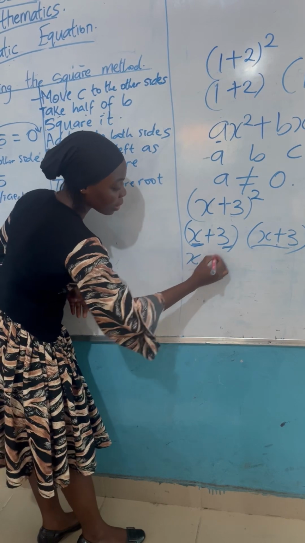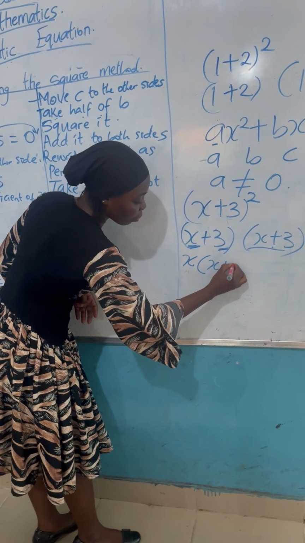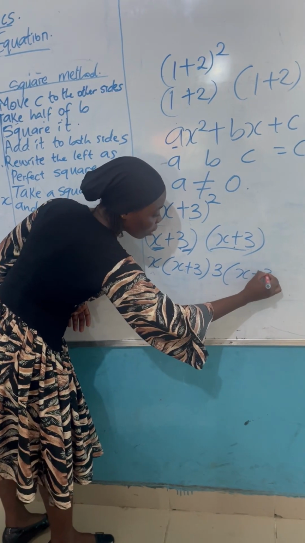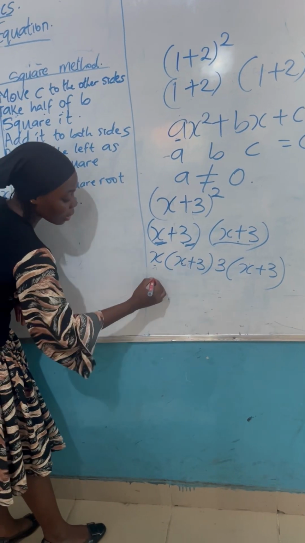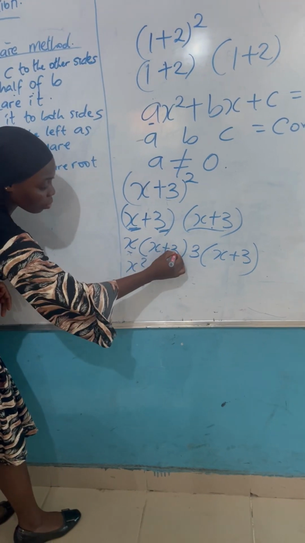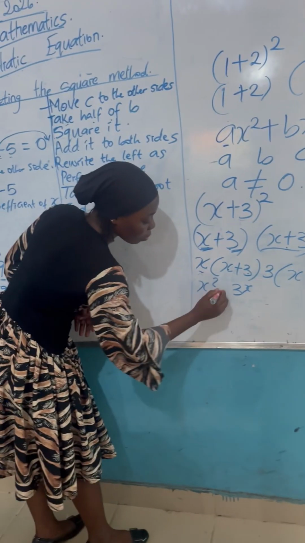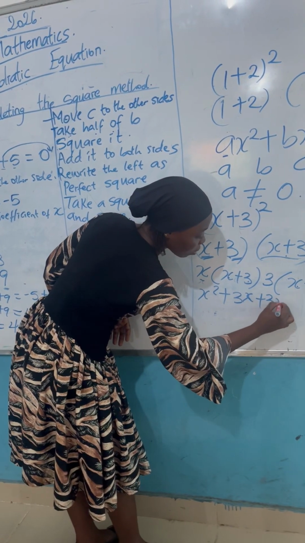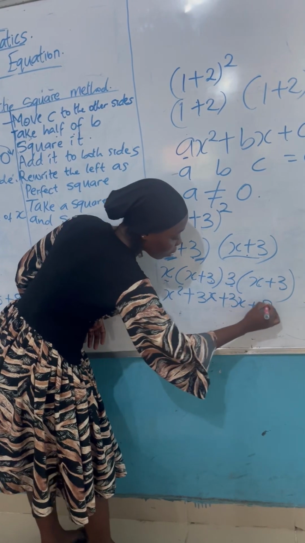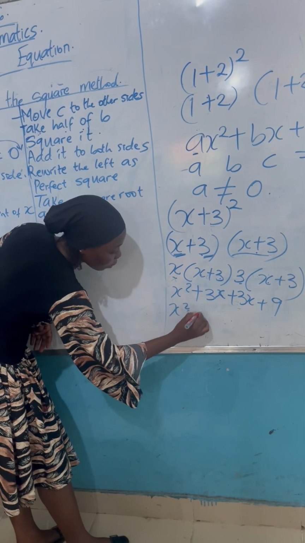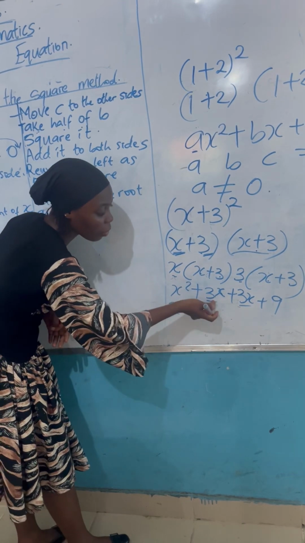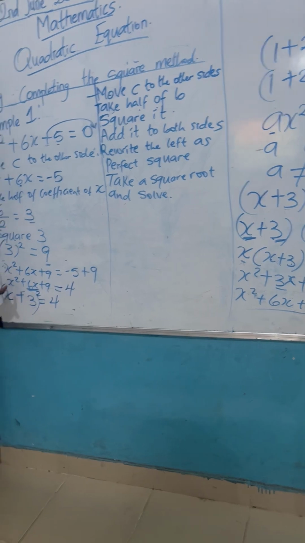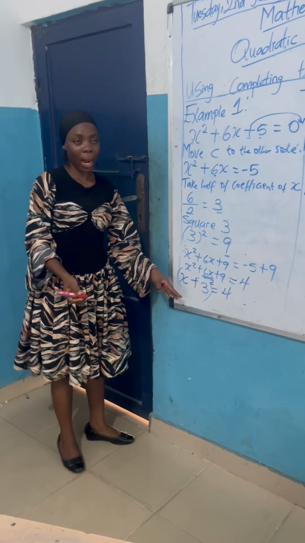So we have x in brackets x plus 3, and this 3 in brackets x plus 3. x times x, x squared. x times 3, 3x. 3 times x, 3x. 3 times 3, 9. Now x squared plus these two, they are one family, right? 3x plus 3x is 6x, plus 9. Since that equation is the same thing as this equation, that means we are correct.